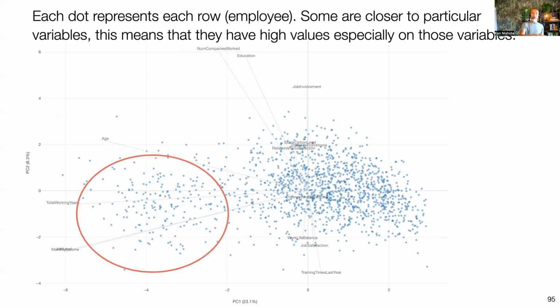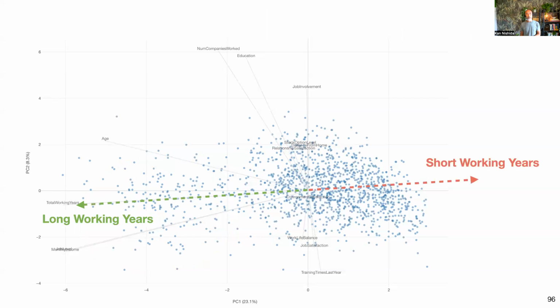And then these dots, each employee in this particular case, or each row in general, you can see, okay, these guys have higher numbers on total working years and monthly income. Not a lot of people, right? The majority of people are on the right-hand side, but some people on the left-hand side are closer to the edge of these variables. That means they have higher values on these variables. For example, I pick the total working years. It always starts from 0, right? So going outside along these gray lines means long working years.